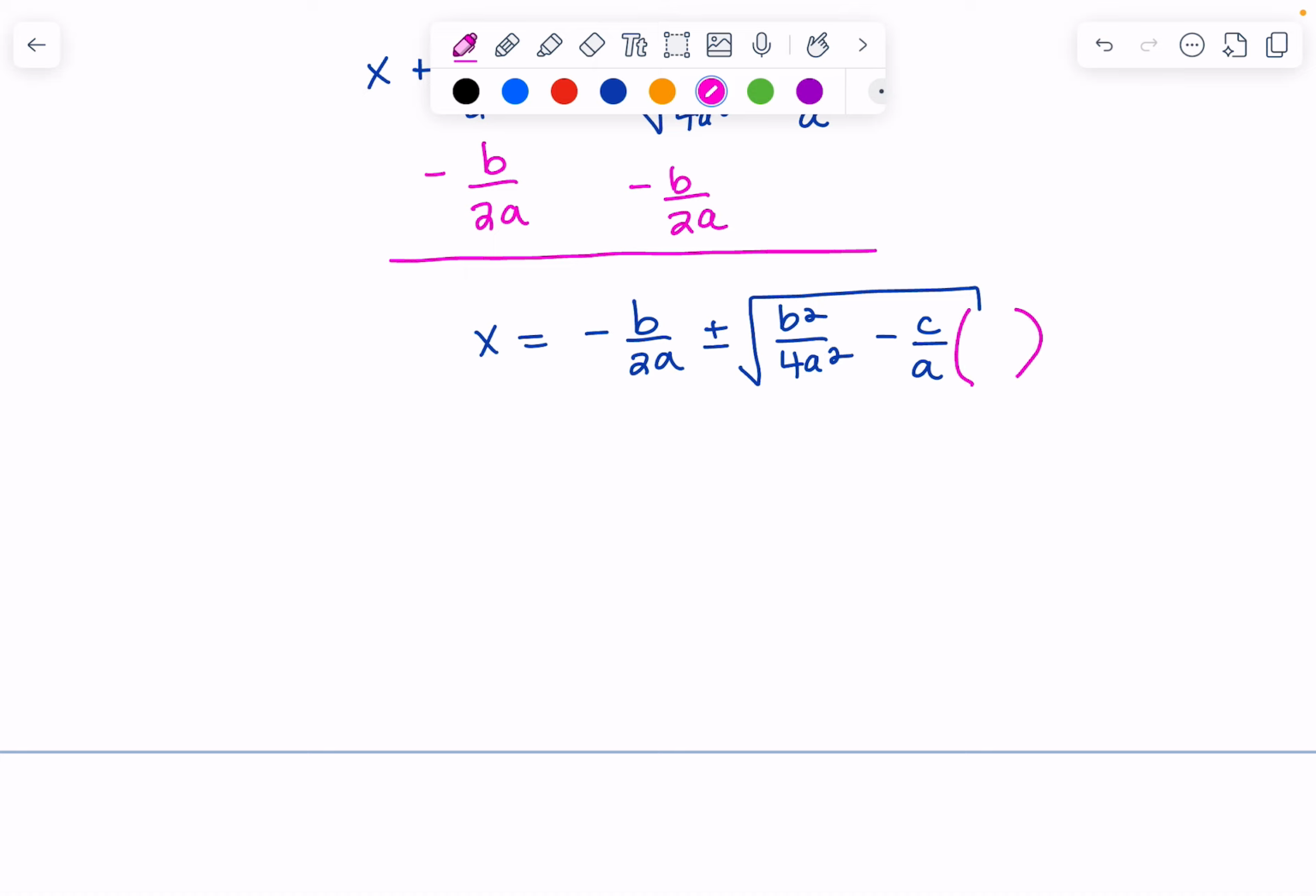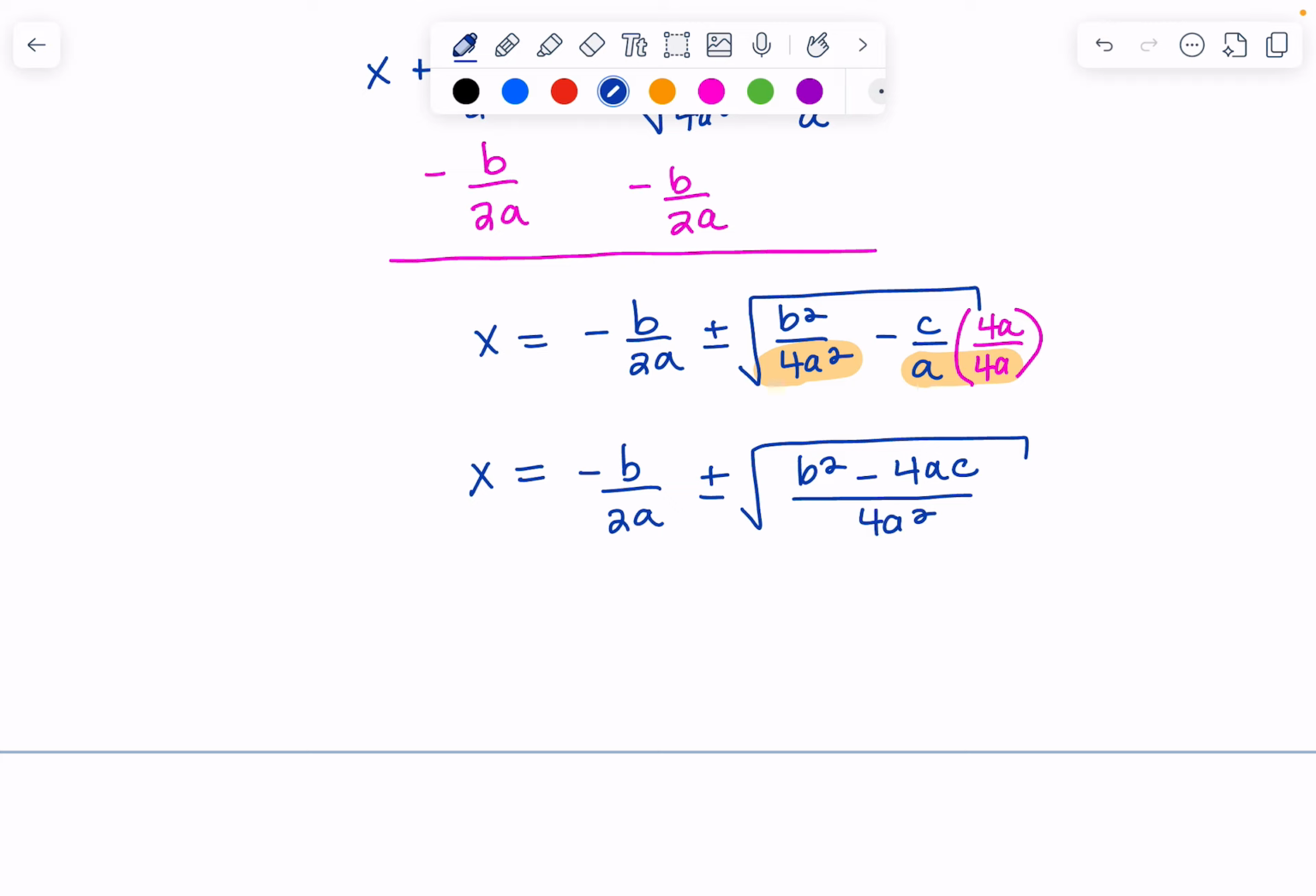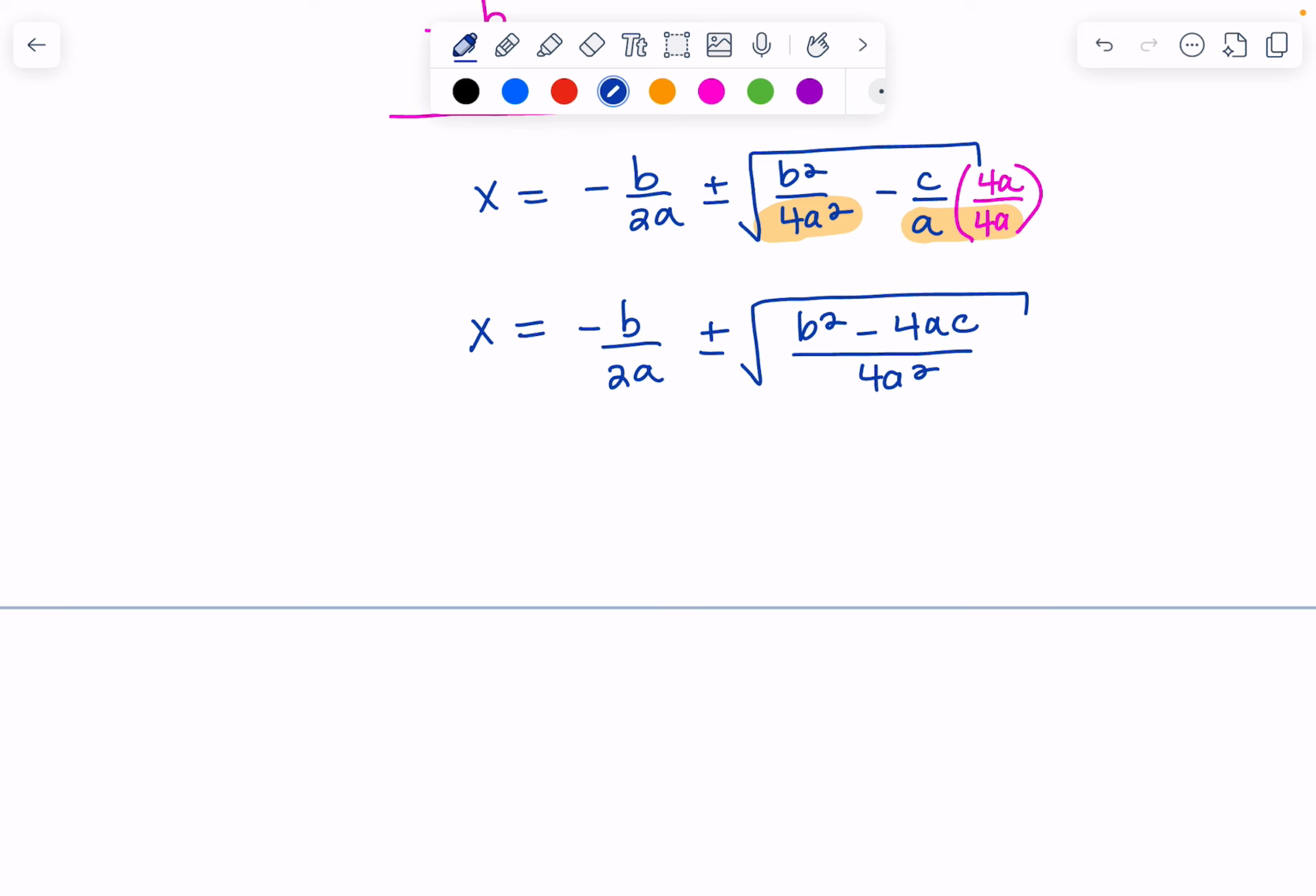So the first thing I'm going to do is try to get a common denominator inside the square root so I can combine them. So I need those two to both be 4a squared. So I'm going to multiply c over a by 4a over 4a. And we have to do the same in the numerator and denominator to keep that equal to 1, so we're not messing up the balance of the equation here. So we have x is equal to negative b over 2a plus or minus the square root of b squared minus 4ac all over 4a squared. I went ahead and combined those because they both have 4a squared in the denominator.